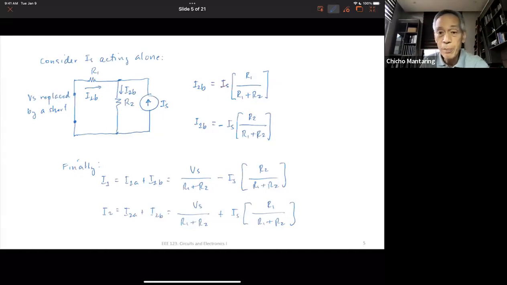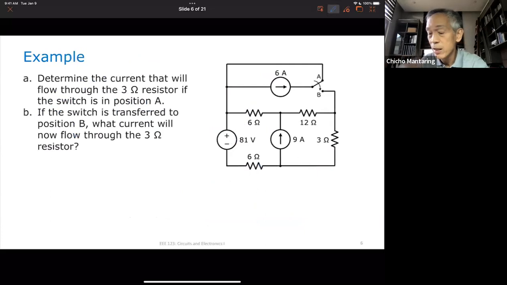So let's take up another example. Determine the current that will flow through the 3 ohm resistor, if the switch is in position A. If the switch is transferred to position B, what current will now flow through the 3 ohm resistor? So let me call the current flowing through my 3 ohm resistor I sub X.